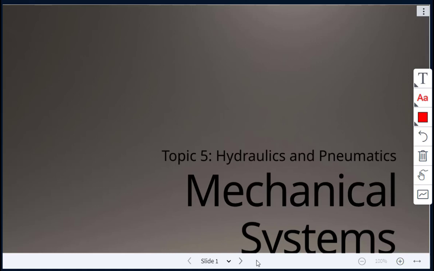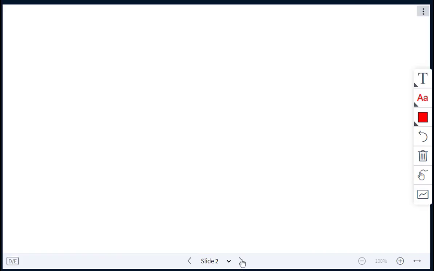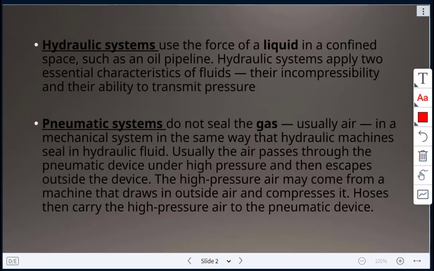All right, so we're going to talk about hydraulic and pneumatic systems in this topic. We did talk about this in our very first unit, the difference between hydraulic and pneumatic systems. Hydraulic systems use the force of a liquid in a confined space, usually an oil, such as in an oil pipeline. Hydraulic systems apply two essential characteristics of fluids: that they are incompressible and that they are able to transmit pressure.